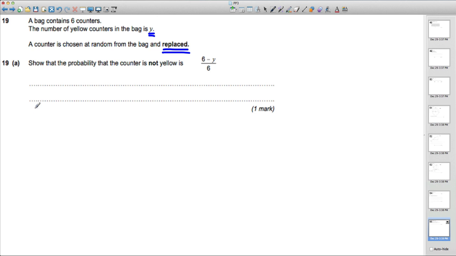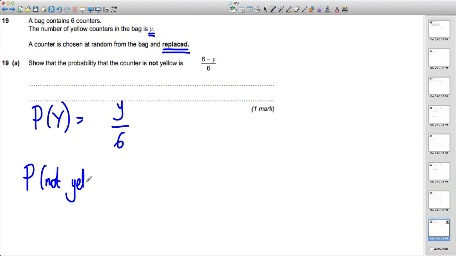Okay, so the probability of it being yellow, how many yellows are there? There are y divided by 6, right? So the probability that it's not yellow must be 1 subtract y over 6.